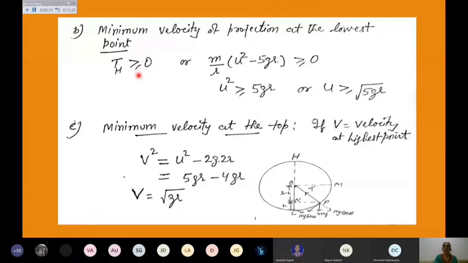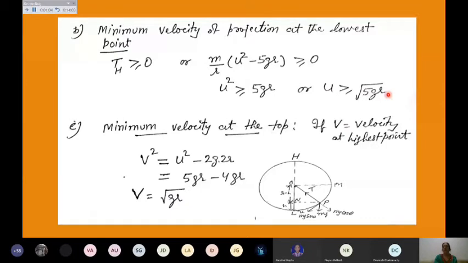We have derived the expression for the tension at the highest point. It is equal to m upon r into u square minus 5gr. So this should be greater than or equal to 0. It means u square should be greater than or equal to 5gr, or you can simply write that u should be greater than or equal to root of 5gr. Here u is the velocity which we are giving at the lowest point. So this is the minimum velocity, root of 5gr, or it can be greater than this, so as to complete the vertical circle.